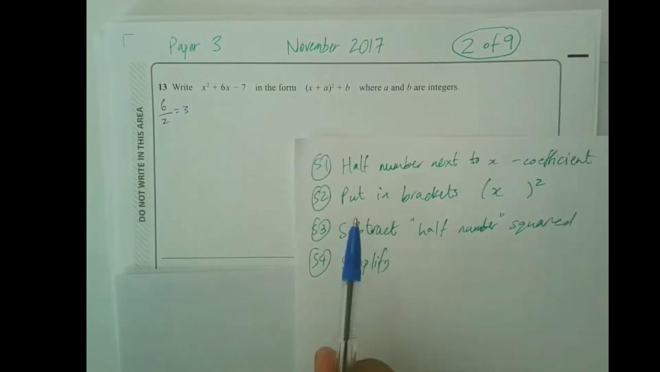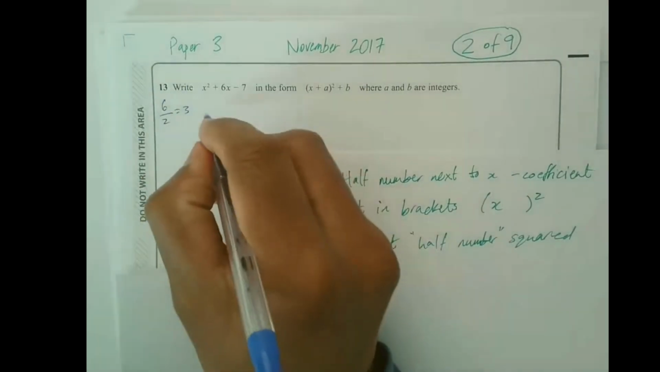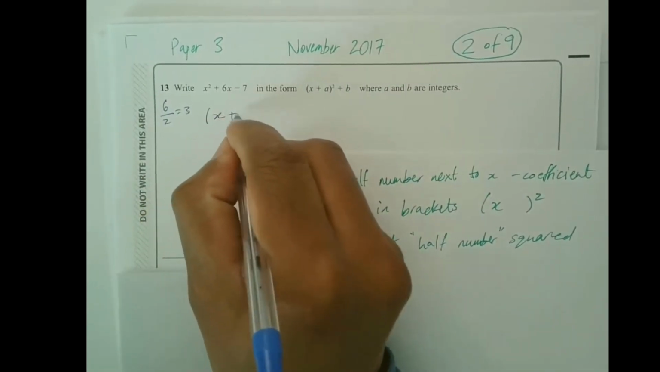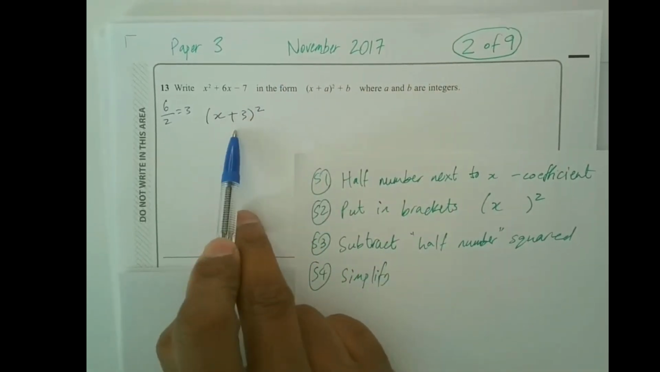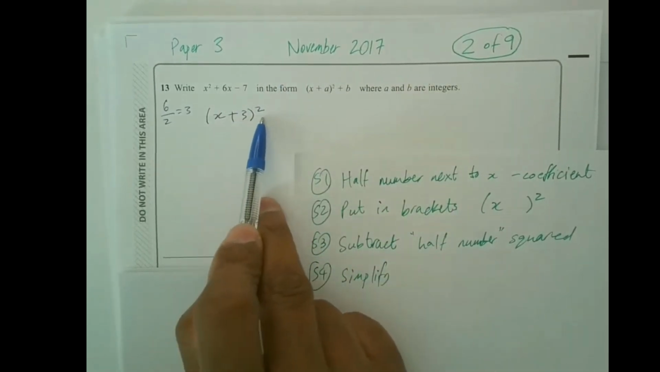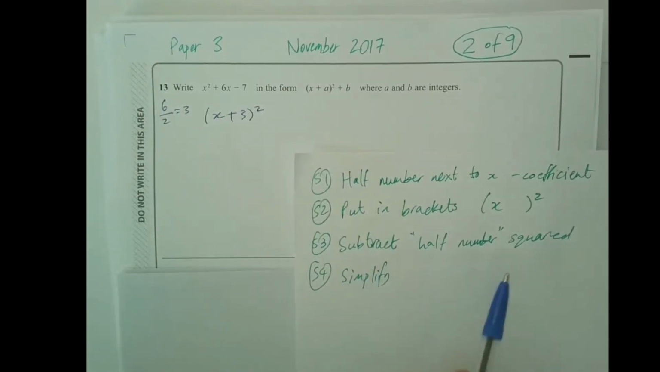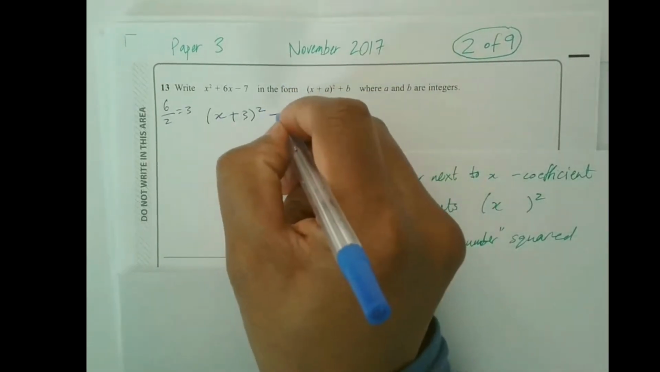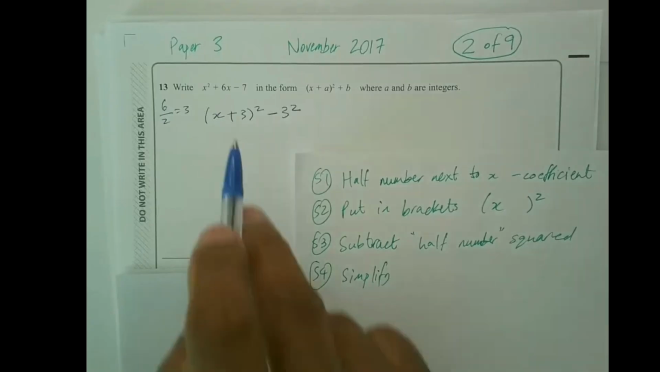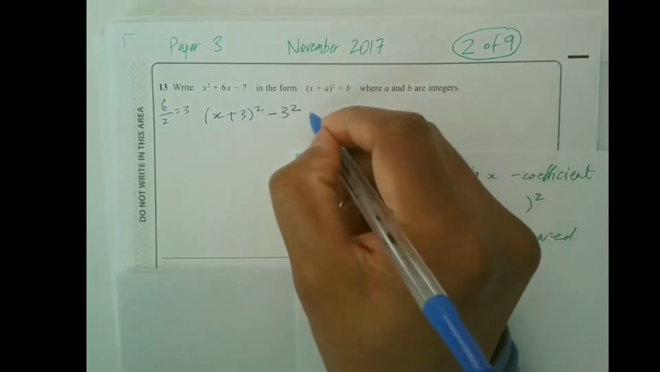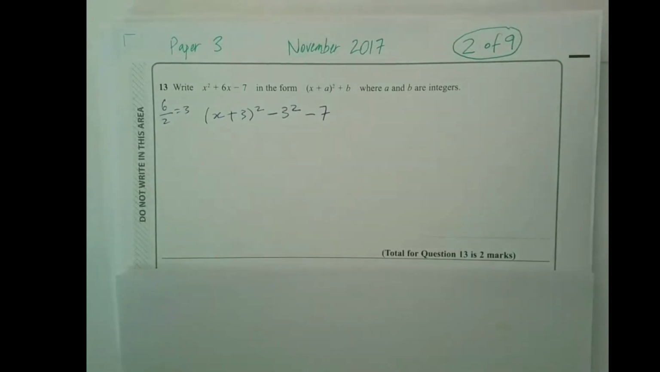The next thing is I put it in brackets, squared. So this becomes x plus 3 all squared. So 3 is used: x plus 3 all squared. Step 3 is I subtract the half number squared. So what I've just got, I subtract that, minus 3 squared. And then I just continue simplifying. So I've got minus 7 there as well. Okay, and now I can continue simplifying.